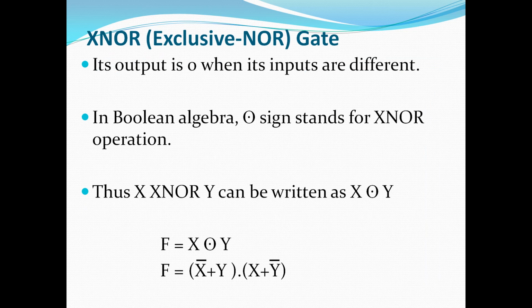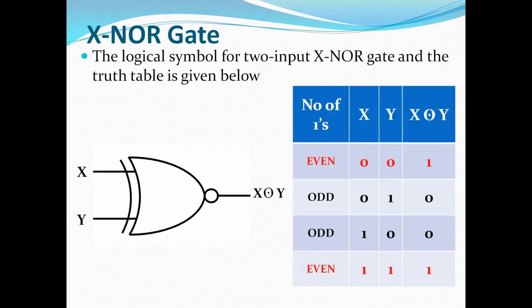Here is the symbol. In Boolean algebra, this symbol, a dot and a circle, stands for the XNOR operation. The dot with the circle is required. Thus X XNOR Y can be written as X, then dot circle. The Boolean expression is X' plus Y times X plus Y', that is the XNOR operation.